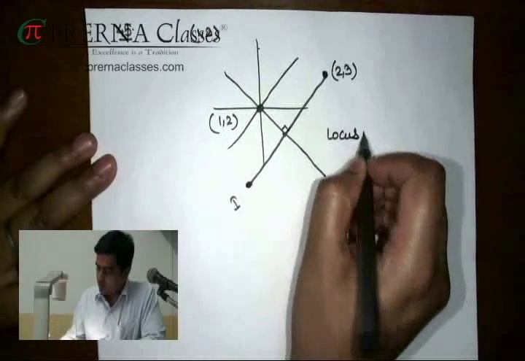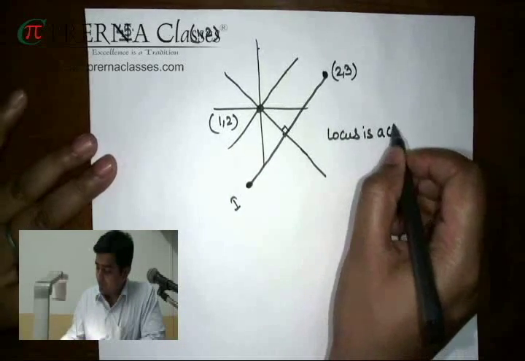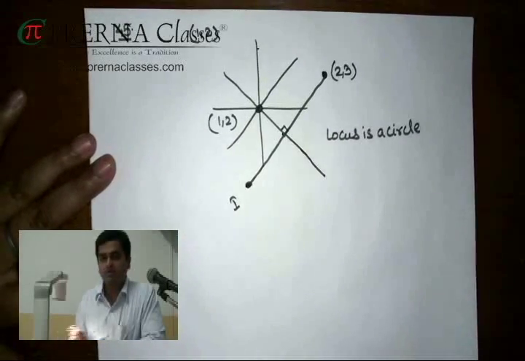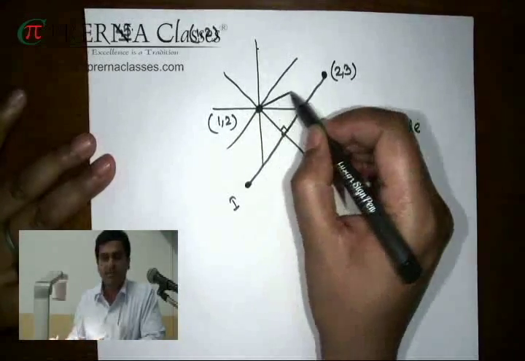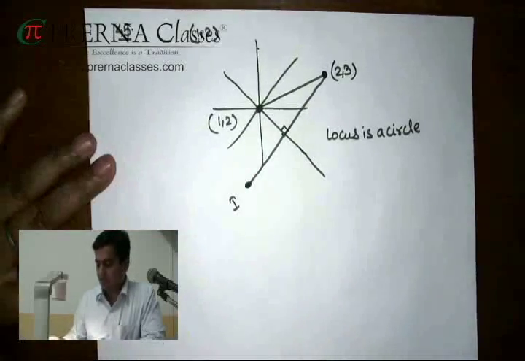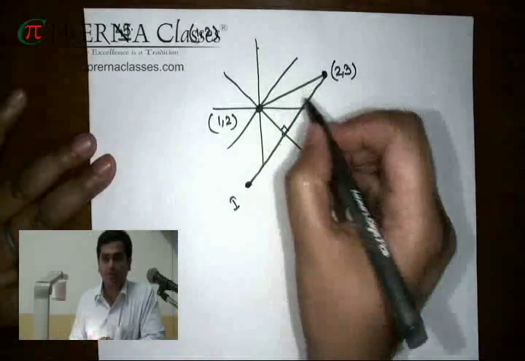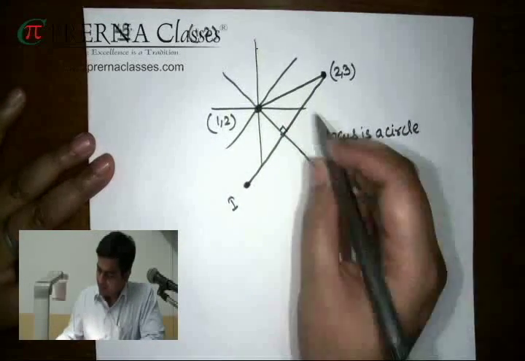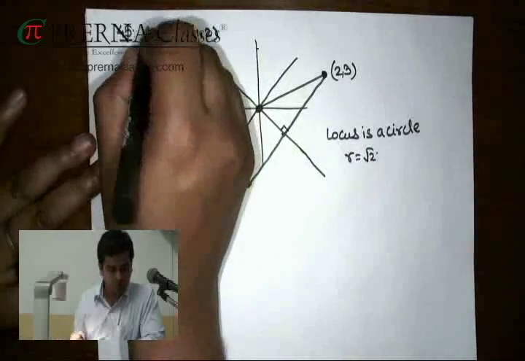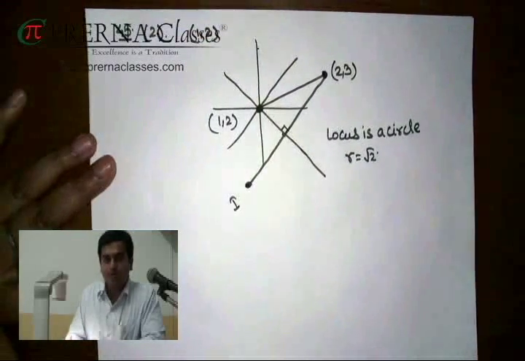Implies that the locus is going to be a circle, and for that circle this point of concurrency (1, 2) is the center. Clearly then you can manage the radius as this particular distance, as that circle has to pass through (2, 3). Hence that radius is going to be equivalent to root 2, which is matching with option 2 of that problem.